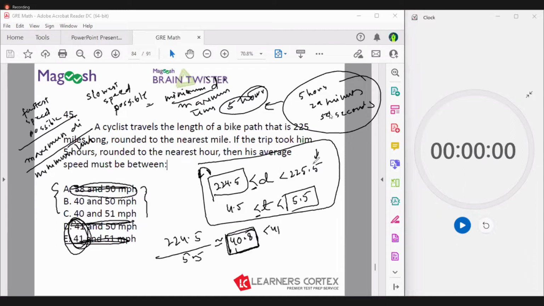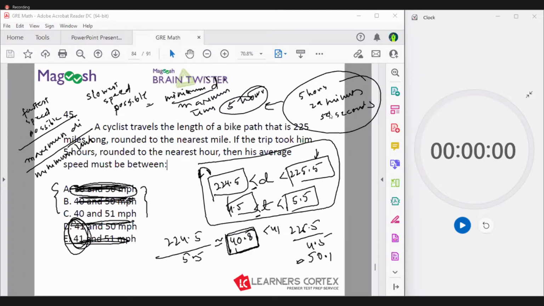Okay, so maximum distance is this, minimum time is this. So 225.5 over 4.5 gives us 50.1, somewhere around 50.1. Now the thing is, it is over 50, so this one, as I said earlier, will not apply, and this one will also not apply.